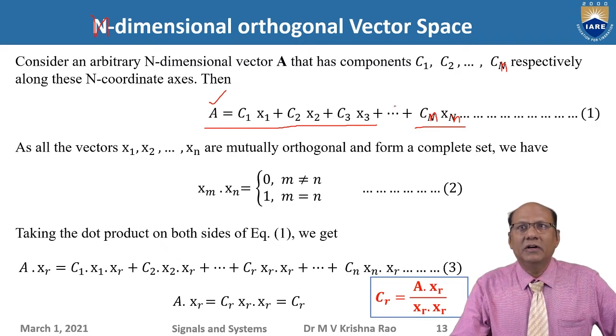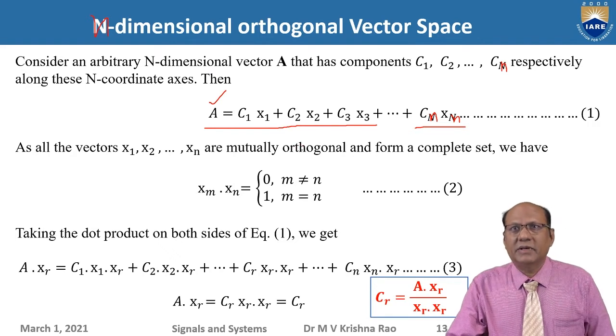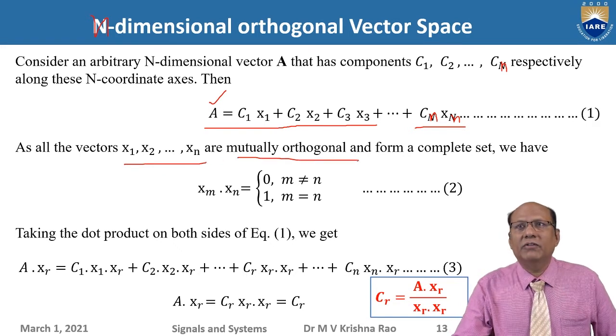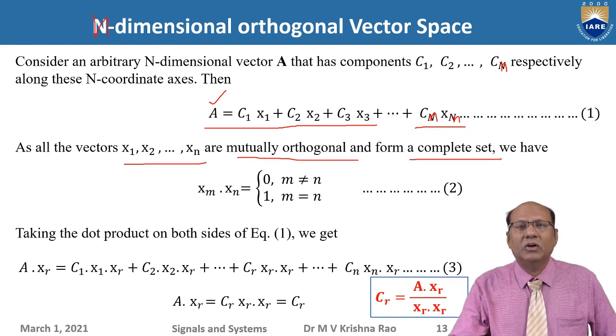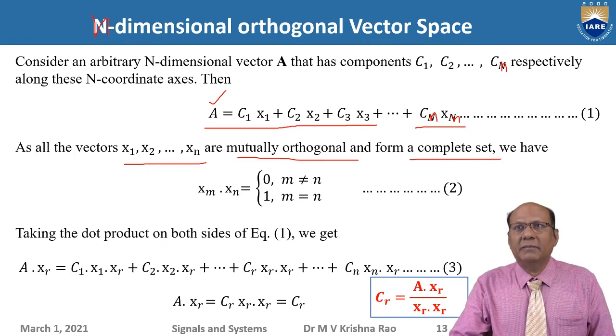as the sum of products like this, the sum of all components along all the orthogonal axes. Here x1, x2, up to xn are mutually orthogonal and form a complete set. That means no other basis function, no other axis is needed to express any vector in n dimensions. So these n number of axes are sufficient to represent it.